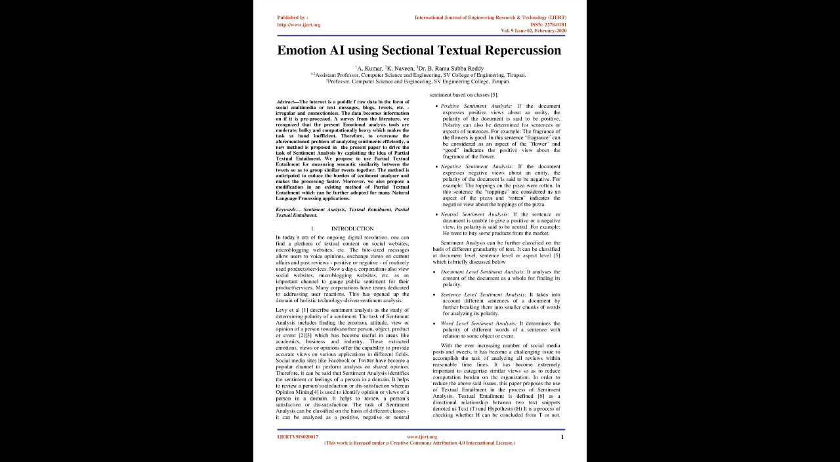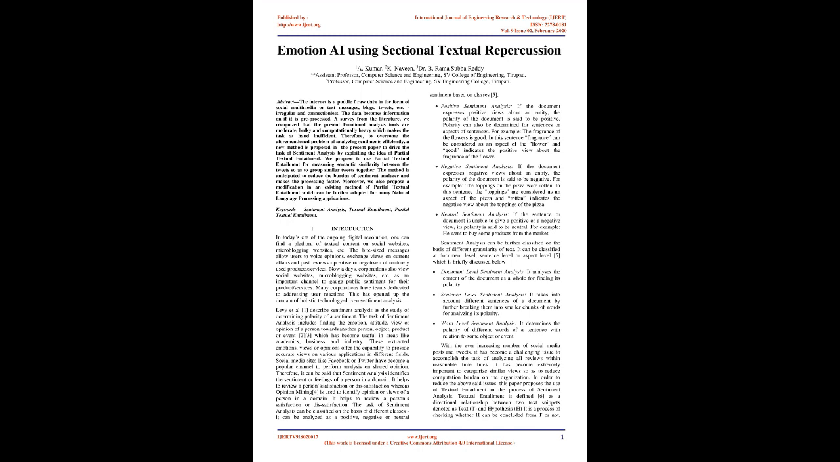We propose to use partial textual entailment for measuring semantic similarity between the tweets so as to group similar tweets together. The method is anticipated to reduce the burden of sentiment analyzer and makes the processing faster. Moreover, we also propose a modification in an existing method of partial textual entailment which can be further adopted for many natural language processing applications. Keywords: sentiment analysis, textual entailment, partial textual entailment.